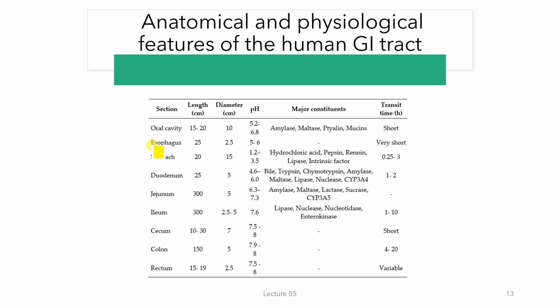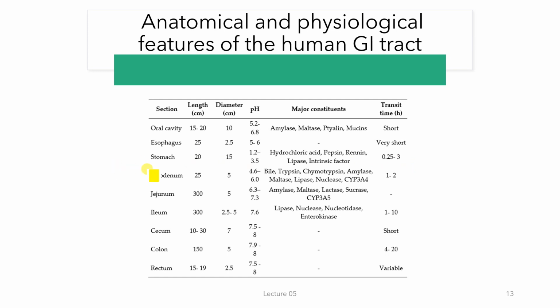The next part of the GI tract is the stomach, and its length is 20 centimeters and diameter is about 15 centimeters. It has a slightly acidic pH, from 1.2 to 3.5. The major constituents present in the stomach are hydrochloric acid, pepsin, renin, lipase, and intrinsic factor. The transit time from the stomach is from 0.25 hours to 3 hours.